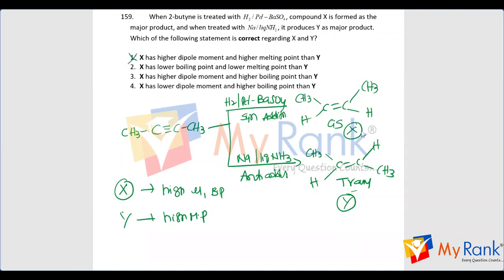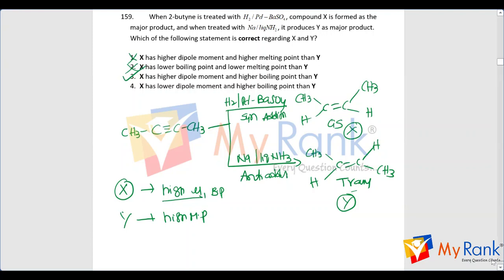X has lower boiling point? No, X has high boiling point. The dipole moment is more, and the boiling point is also high, so that is wrong. X has higher dipole moment and higher boiling point, so the third option is the correct one. Since the dipole moment is high, the boiling point is also high.